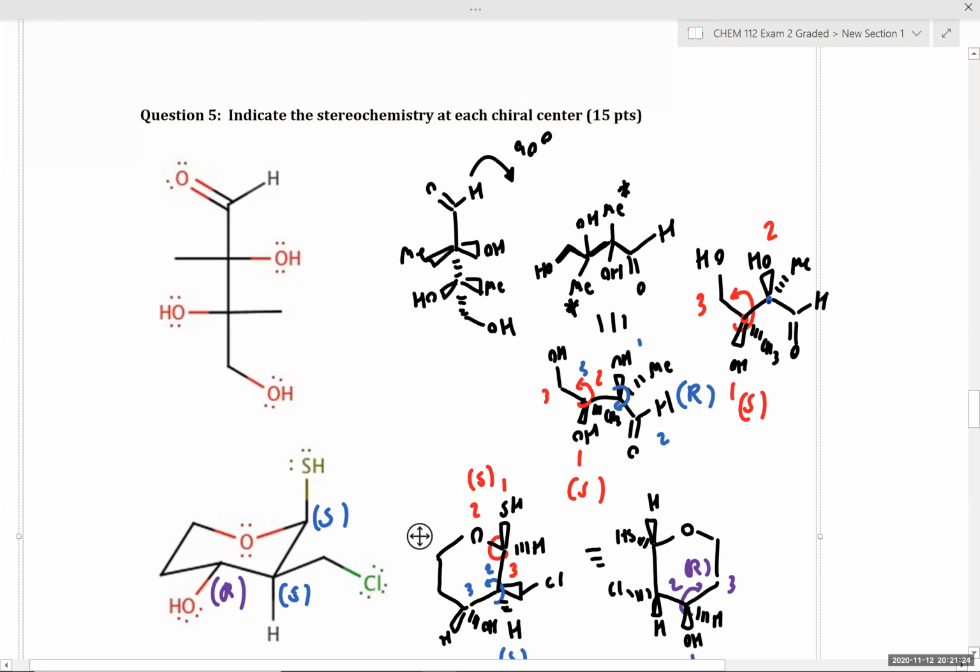The second center, the alcohol is the highest priority, followed by the aldehyde, followed by the side chain with only an alcohol. So tracing, that gives us an R stereocenter. Does this part make sense?